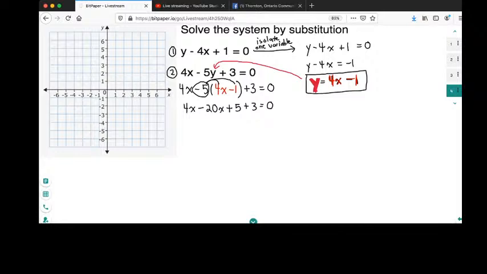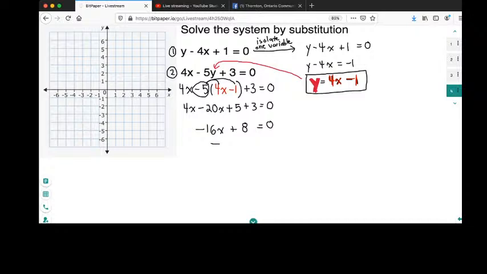Okay. Anyways, I'm going to stop boring you now. I'm going to get back to solving this. So 4x minus 20 is going to be negative 16x. And then positive 5 plus 3 is going to be positive 8. That's going to equal 0. And then all I need to do is solve for x.